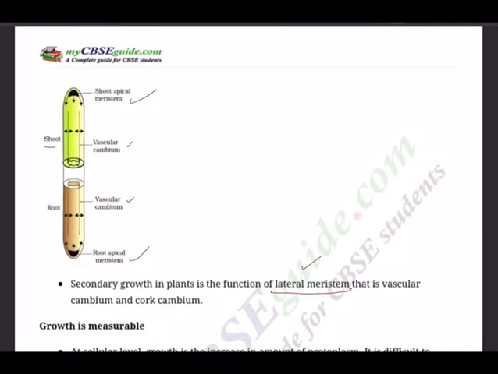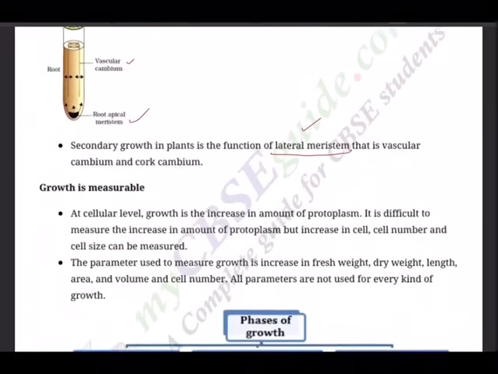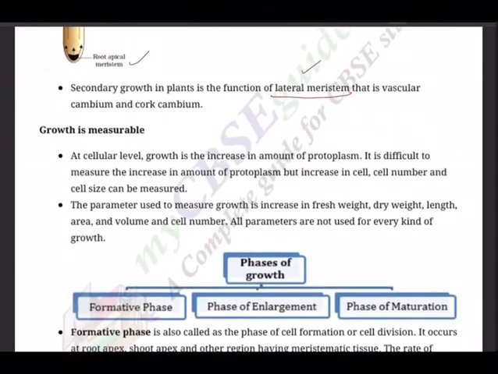Secondary growth in plants is the function of lateral meristem. Secondary growth is because of this, that is vascular cambium and cork cambium. And is growth measurable? Definitely.